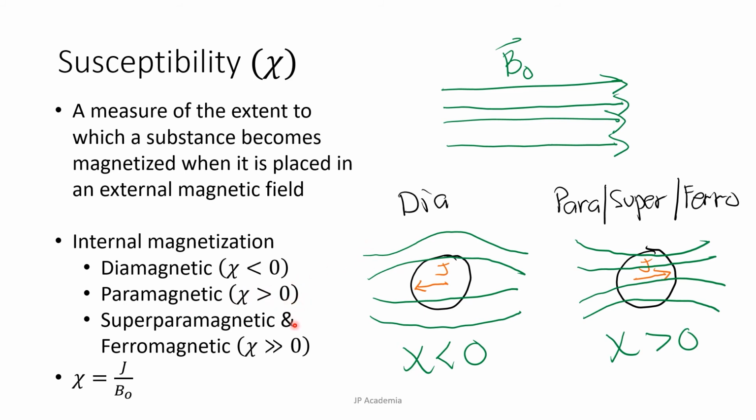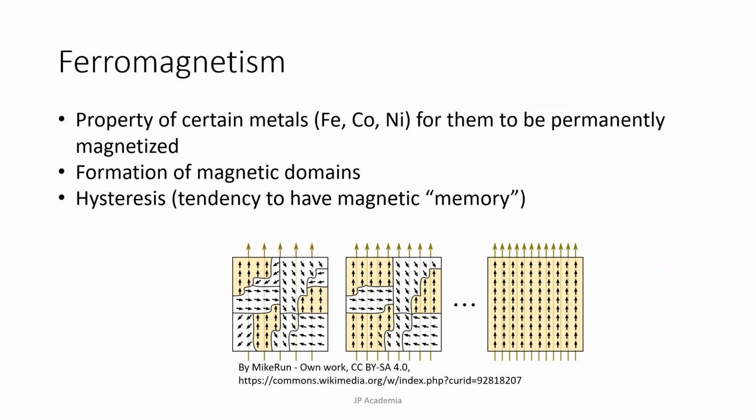Last, superparamagnetic and ferromagnetic materials produce very large magnetizations greater than the applied field, as observable in their susceptibility values. Superparamagnetic materials include ferritin or hemosiderin, while ferromagnetic materials include iron and steel. So metals like nickel, cobalt, and iron exhibit ferromagnetism. And ferromagnetism is a property of molecules in a solid crystal or lattice.